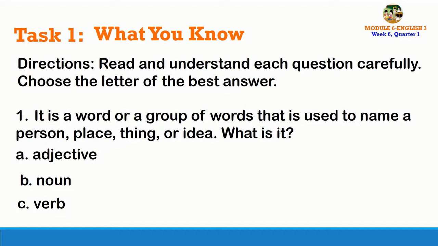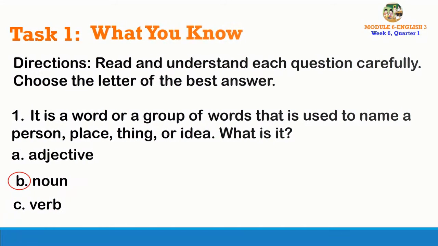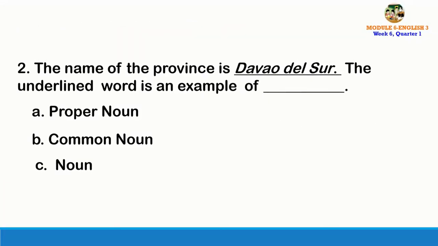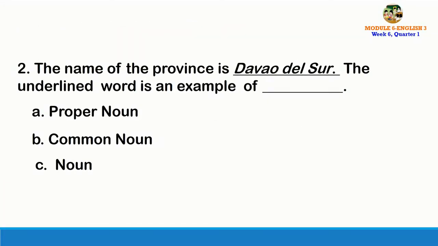Now, let us check your answer. The correct answer is letter B, noun. Very good! Number 2. The name of the province is Davao del Sur. The underlined word is an example of blank. A. Proper noun. B. Common noun. C. Noun. The correct answer is letter A, proper noun.